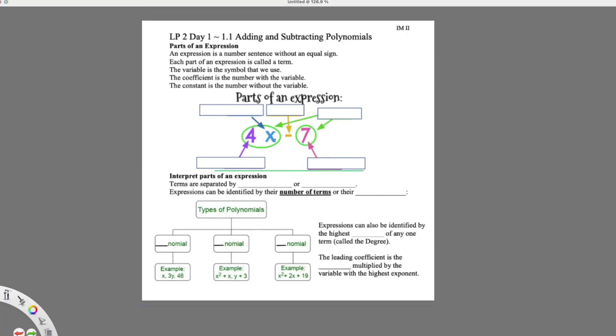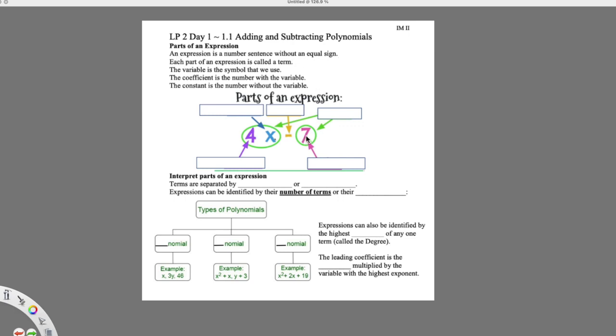Right, so in this video, I'm going to show you how to find the degree and leading coefficient of a polynomial. But first, let's just review the parts of an expression. So over here, we can see that we have some statements. An expression is a number sentence without any equal signs.